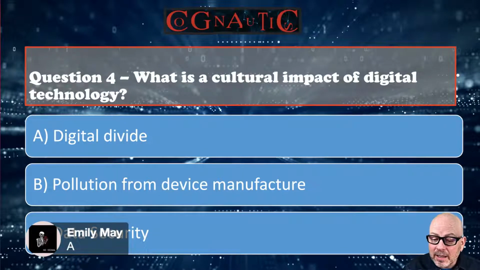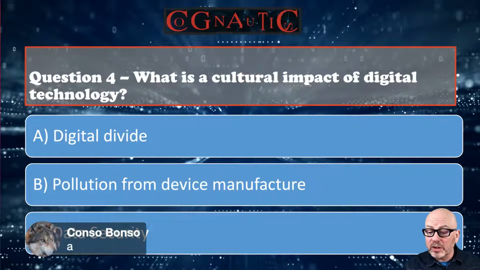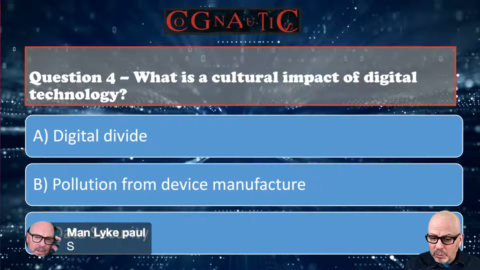We've got Flynn with A. We've got Conso Bonso, and welcome Conso Bonso, with A. We've got Man Like Paul with S. Okay. Nah. Well, yeah. Okay. If only S was an answer. You could be right and we're all wrong, Man Like Paul, with that elegant picture.